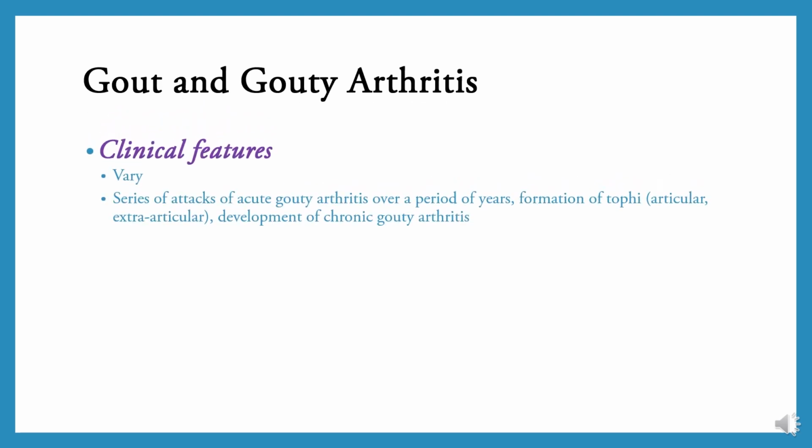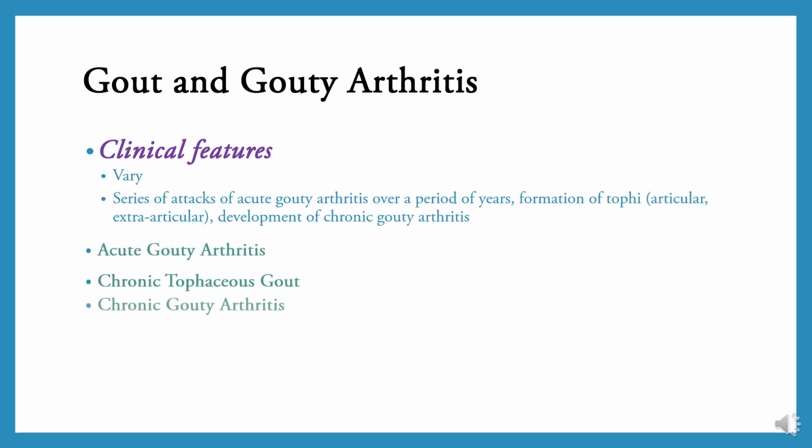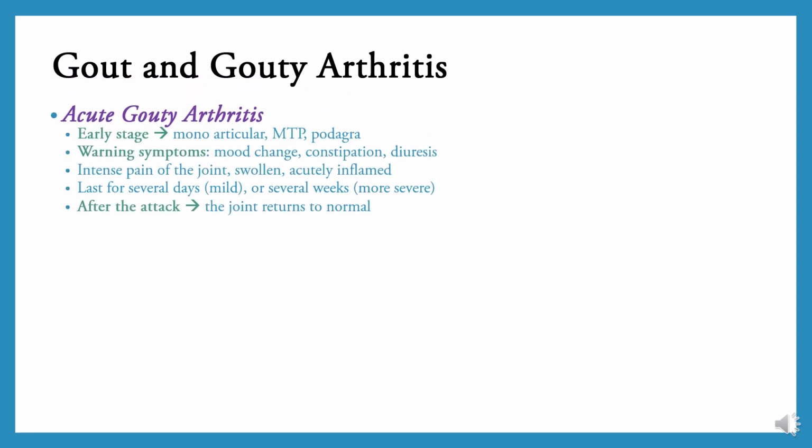The clinical features of gout vary, in a series of attacks of acute gouty arthritis over a period of years. The types are acute gouty arthritis, chronic tophaceous gout, chronic gouty arthritis, and pseudogout. Acute gouty arthritis is the early stage. The warning symptoms are mood change, constipation, diuresis, or intense pain of the joint, swollen and acutely inflamed, lasting several days or several weeks, and after the attack the joint returns to normal.